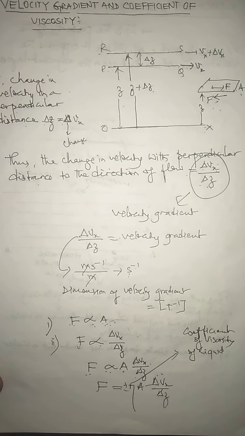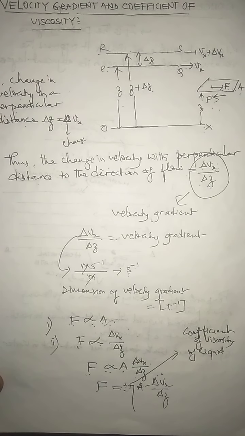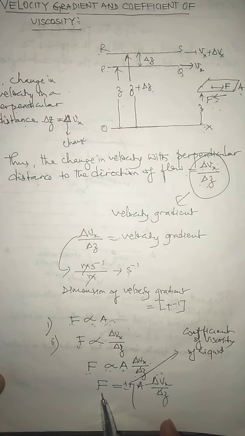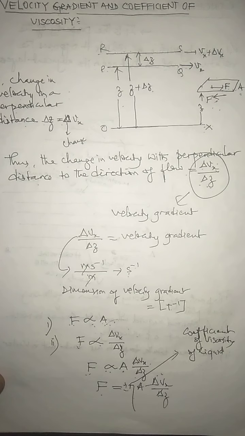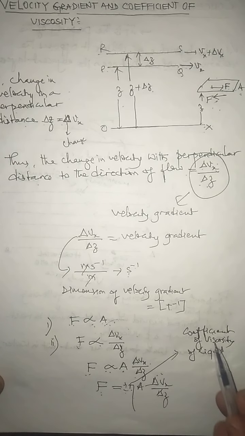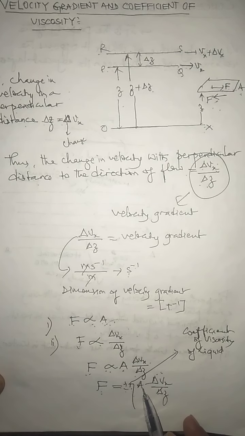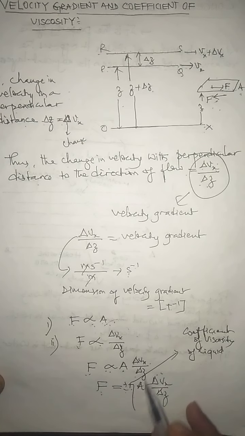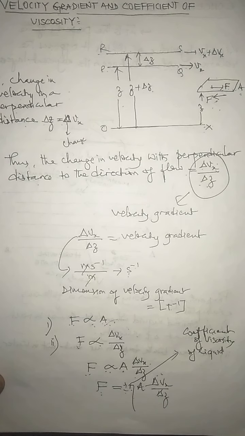Today we continue with the chapter that we started in the last class, that is, flow of liquids. In the last class we had discussed up to the relation: F, the viscous force acting between two adjacent layers of the liquid, is given by plus minus eta A dv/dz. This eta is called the coefficient of viscosity of the liquid, A is the area of cross section, and dv/dz is called the velocity gradient. So we are done up to this relation.